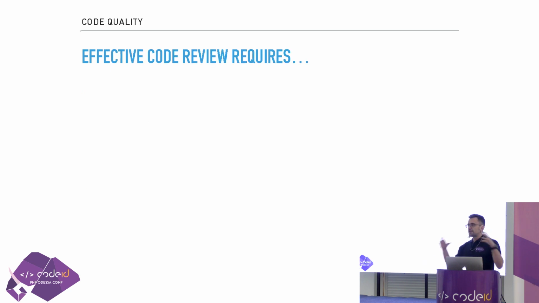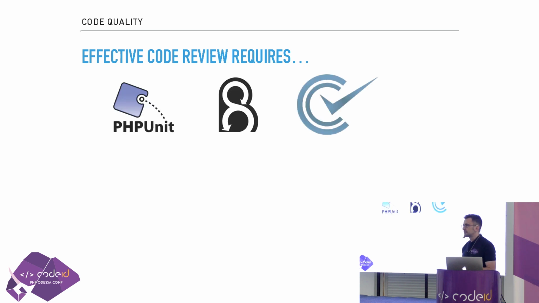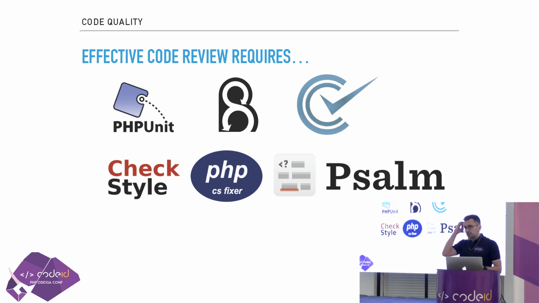Code review, though, doesn't stand on its own when it comes to code quality. There's a number of other things that it works really well with. The first thing is we need some kind of automated testing. It doesn't really matter what tools we use, whether it's PHPUnit or Behat or Codeception, but we need some level of automated testing. It's also really important that we have some form of static analysis of the code. Things like CheckStyle, which is there to make sure that our code adheres to whatever coding standards we have on our project. We might also want to use things like PHP Code Style Fixer, so it automatically fixes stuff for us. And we might also want to look at some of the more advanced tools like Psalm.